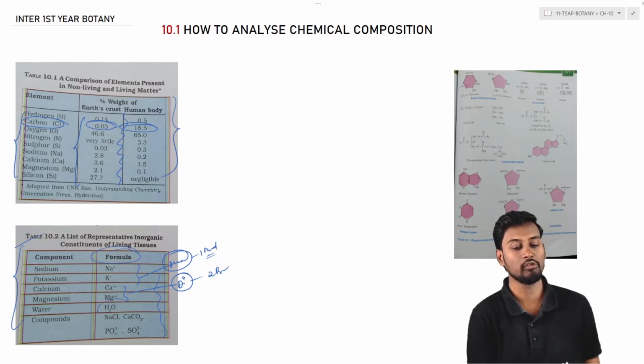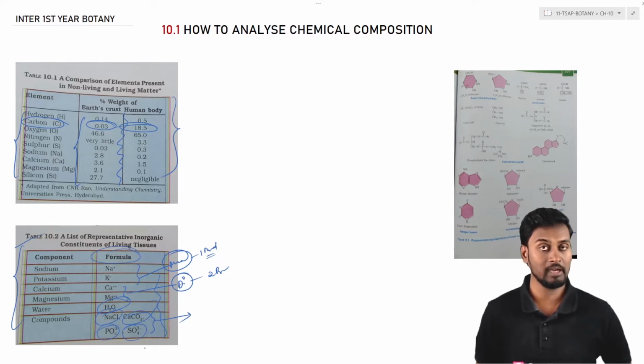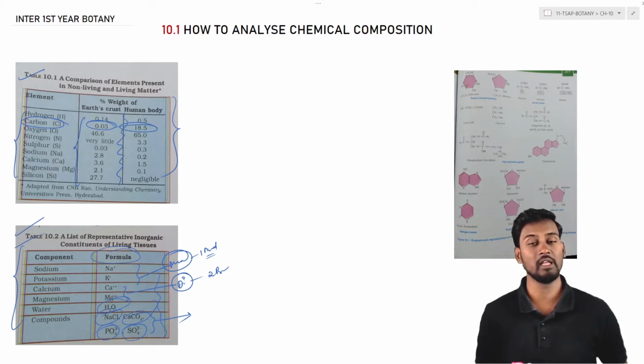Apart from this, we also come across water, NaCl, CO2, CaCO3, phosphate and sulfate. These are the different molecules which also make up the living matter, that is, the inorganic composition or constituents of the living matter. So this is the tabular column showing the comparison of the elements between the living and non-living, as well as the representation of inorganic constituents or components which make up the living tissue.